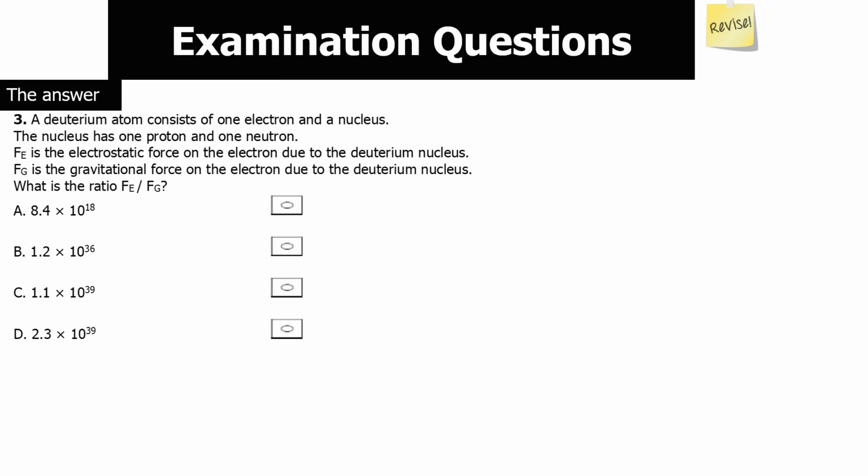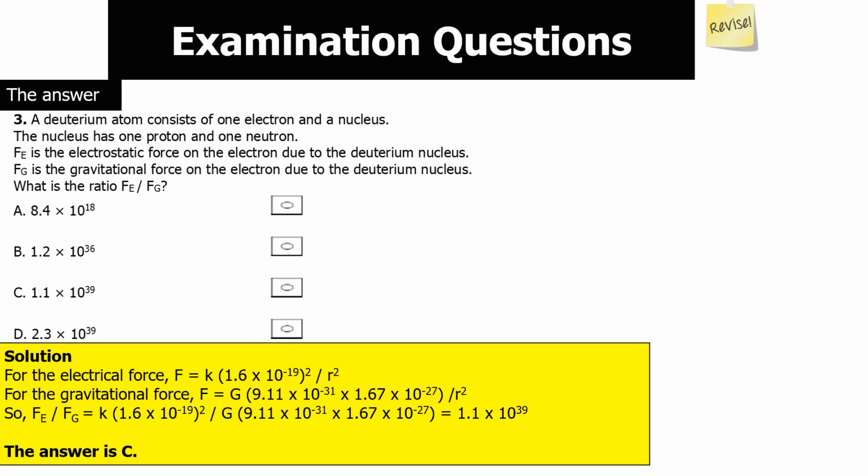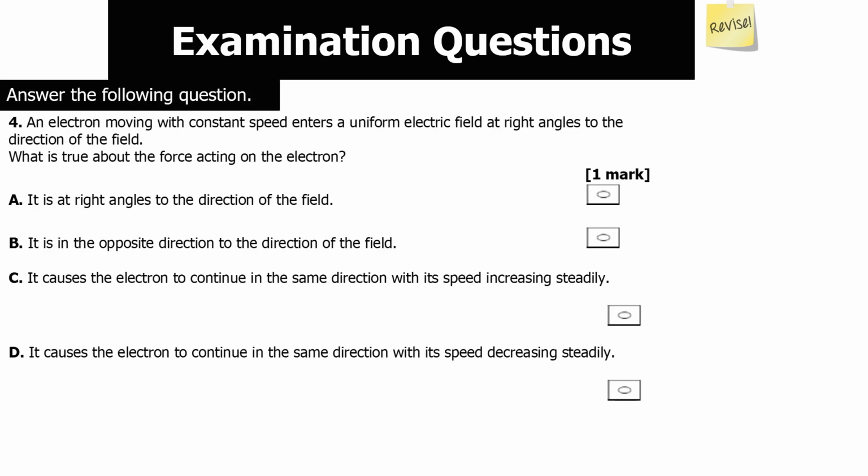Right, so to answer this question, you've got to work out the electrical force. Now we look on our equation sheet and we see that F is equal to K Q1 Q2 over R squared, and the gravitational force is F equals G M1 M2 over R squared. Pop in the numbers. Because they both have the term R squared in, you don't actually need to know the value of R, because they'll just cancel through when you divide one by the other. So you can work it through without considering R squared, and we get our answer to be 1.1 times 10 to the 39. The answer is C.